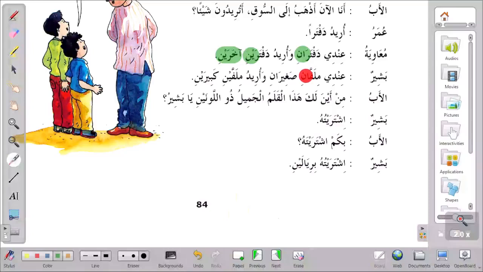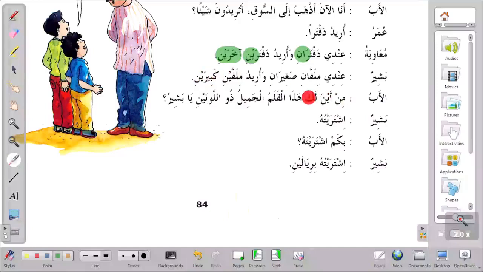It's not an object of any verb here. There's no verb here. It's rather a zarf. That is why it is marfu. We say marfu bil alif. When it is marfu, it will just be ani: milafani sagirani. But here, uridu is a verb. Arada yuridu, that's a verb. So this is the object of the verb, which is maf'ulun bihi, and it is mansub. So we say mansub bil ya'i.